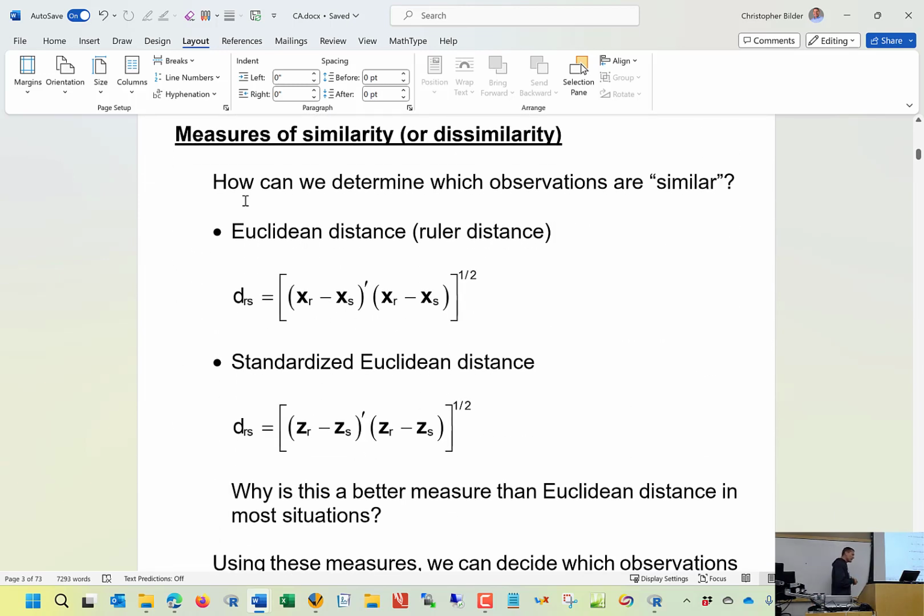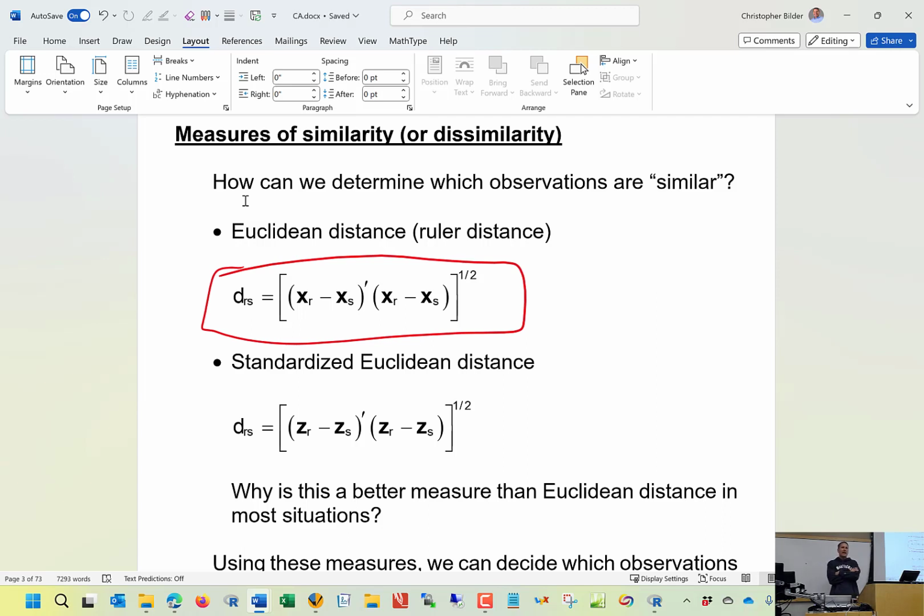In cluster analysis, these measures of distance are referred to as measures of similarity or dissimilarity. Observations that have a small distance are similar to one another. Observations that have a large distance are dissimilar to one another. The easiest way that we could measure distance is to use what's called a Euclidean distance. You maybe have seen this in another class before.